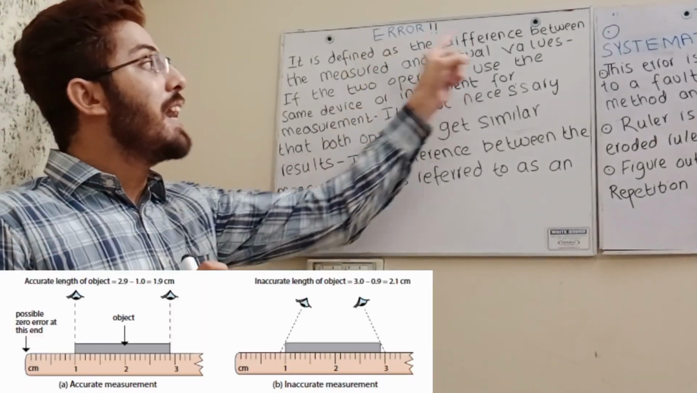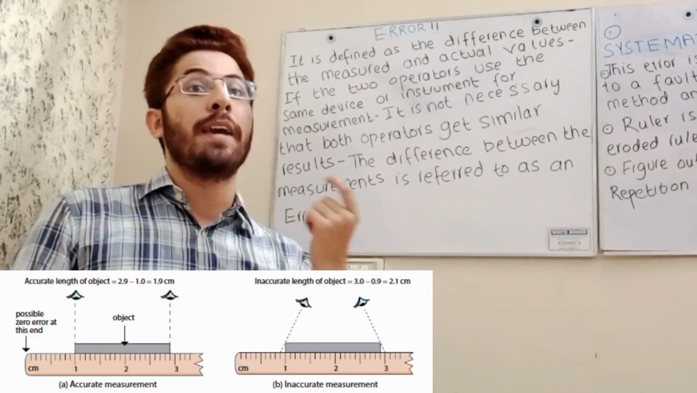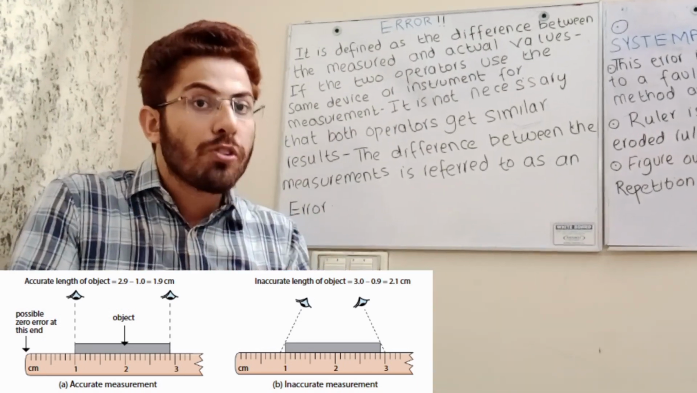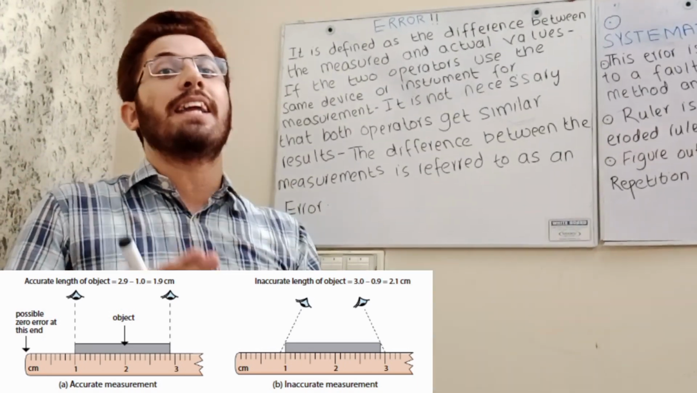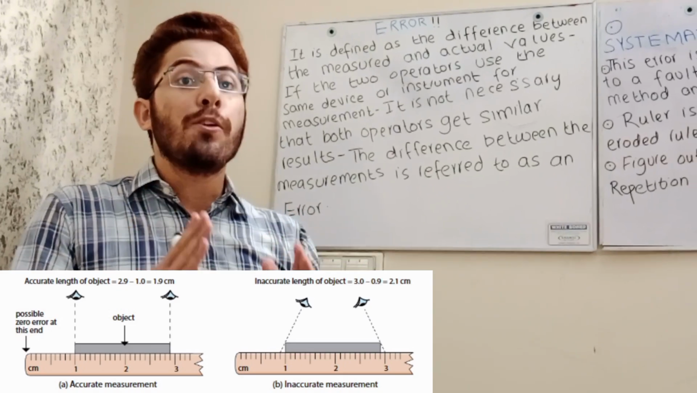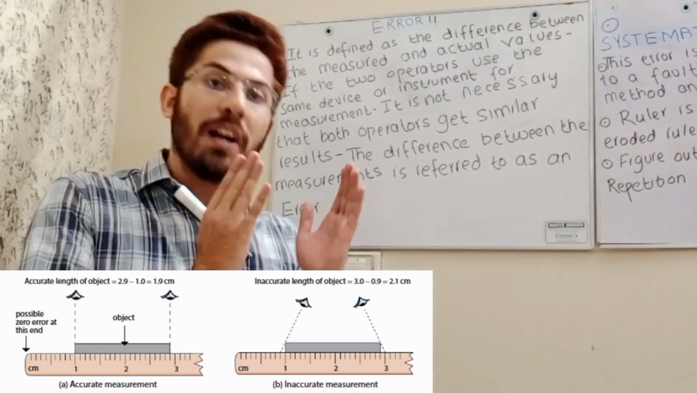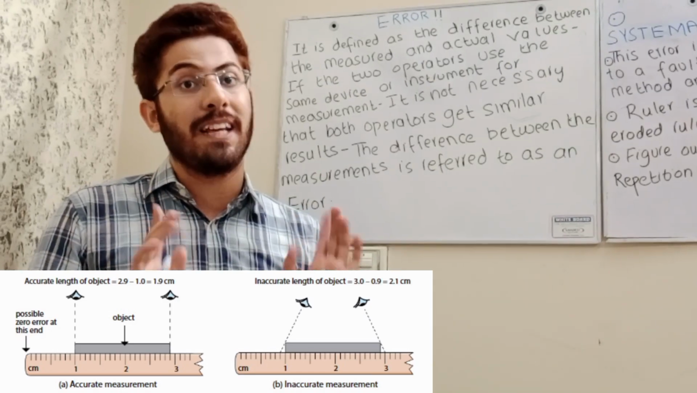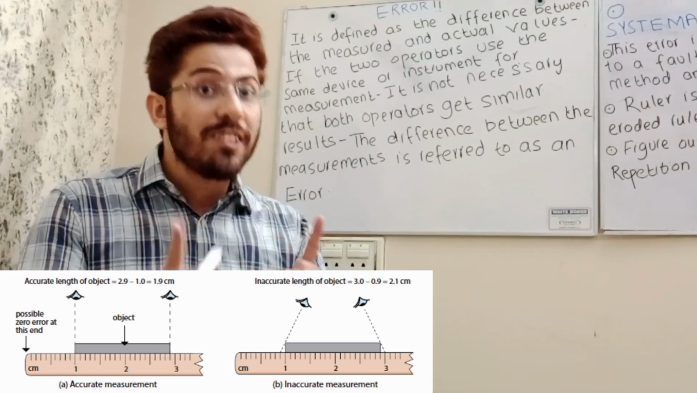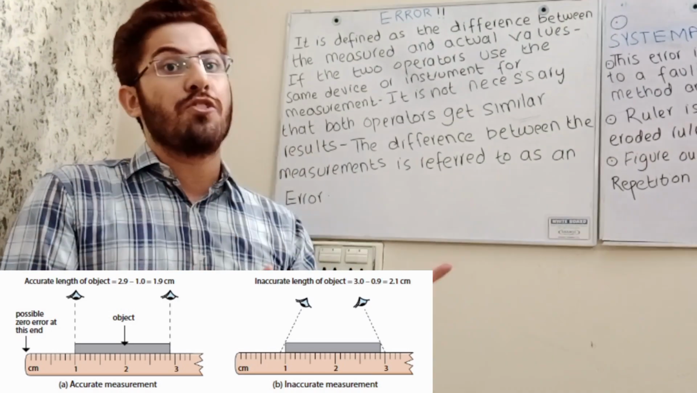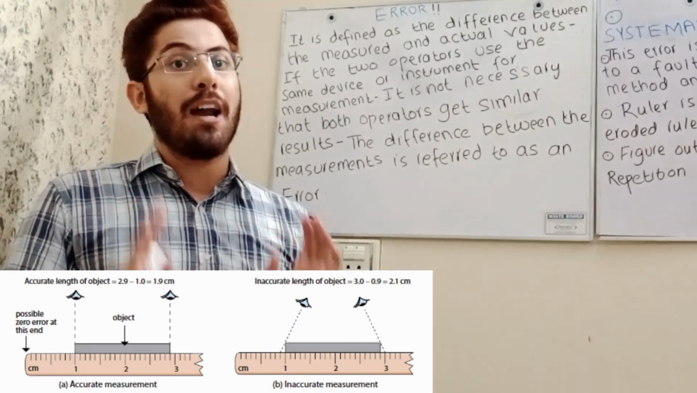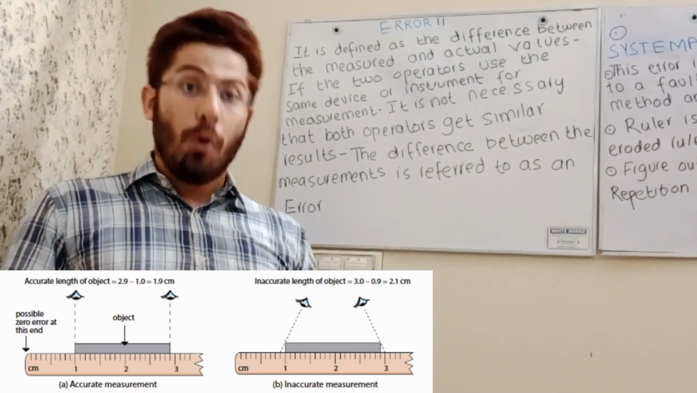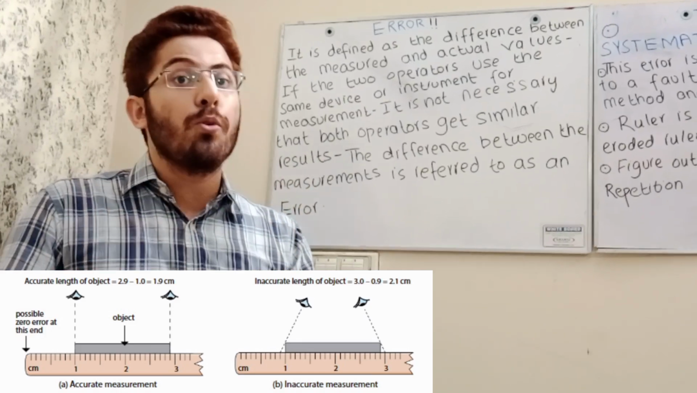It is defined as the difference between the measured value and the actual value. Let's suppose two friends are taking a measurement using the same instrument, like a vernier caliper or screw gauge. Even so, they will not get the same answer. The difference between those measurements is called error. What is the reason behind this? I will explain.